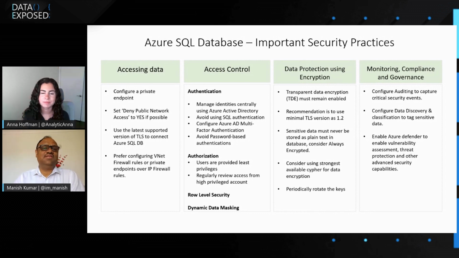If possible, set deny public network access to yes. Now, this will allow only connections via the private endpoints. All connections coming through the public endpoint will be denied if this configuration is on.